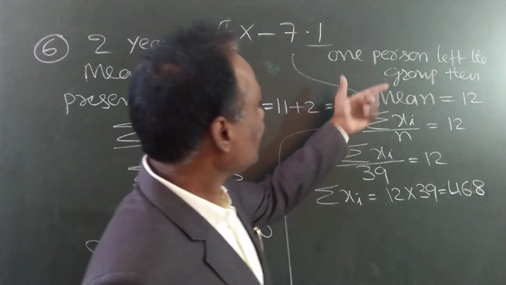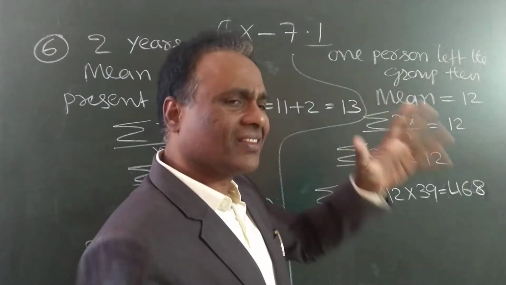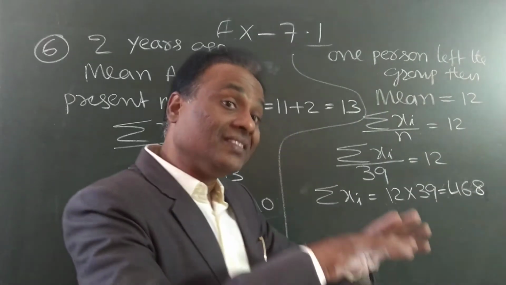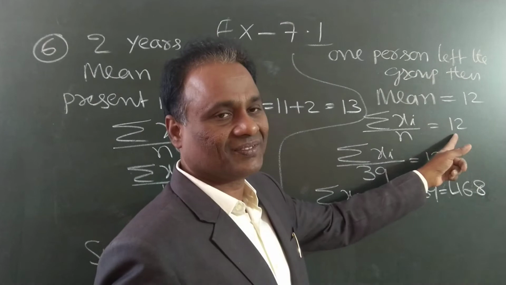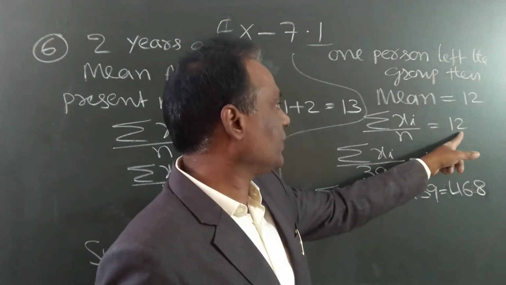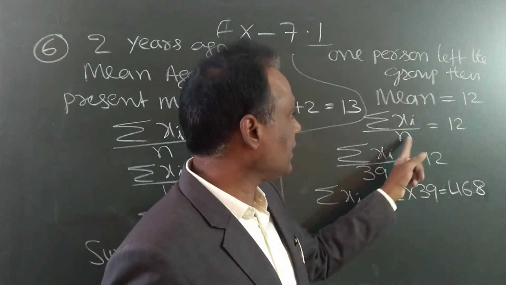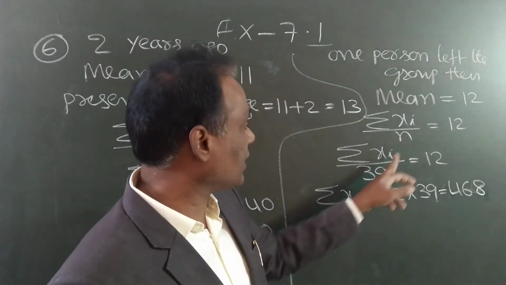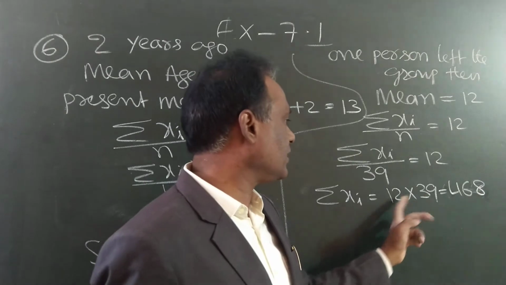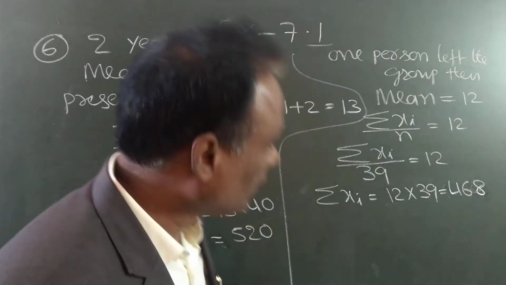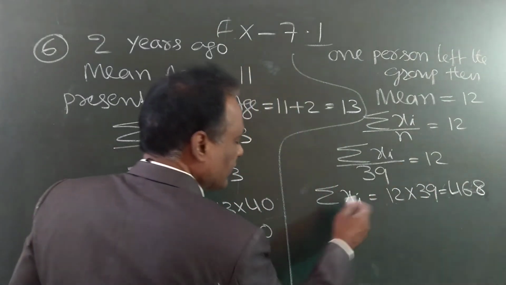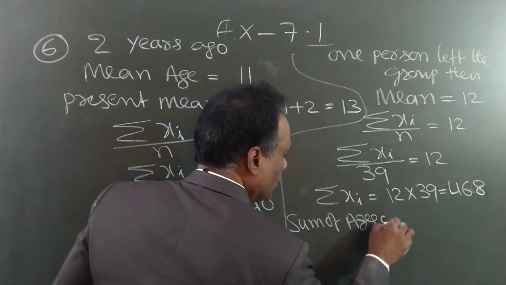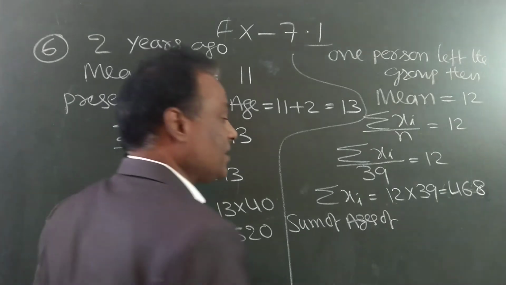Now, but there are some changes. One person left, only 39 people are there. Their mean is 12. Present mean is 12. Sigma xi by n is equal to 12. N is not 40 because one person left, so 40 minus 1 is 39. 39 that side, 39 into 12. It is 468. Sigma xi means what? Sum of ages. Ages of how many people? 39 people.